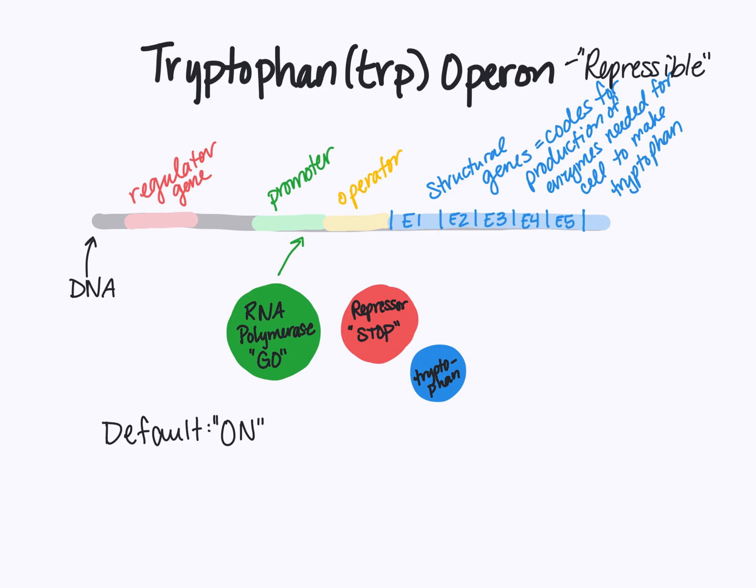As long as nothing is preventing it from continuing along the strand of DNA, it is going to travel along the rest of the operon and transcribe these genes. Then the mRNA is going to go through translation in order to form the proteins that are going to be made into the enzymes needed for the cell to produce tryptophan. So remember that this is repressible, so the default is on, meaning gene expression is occurring as the default.